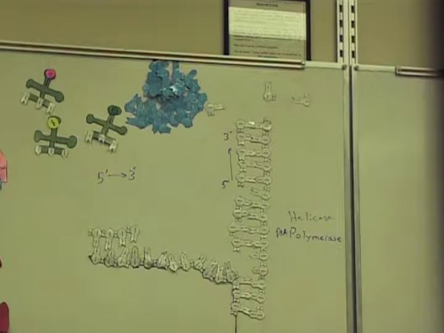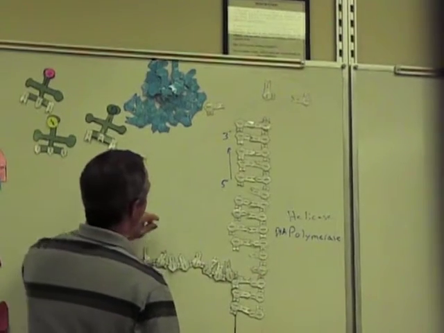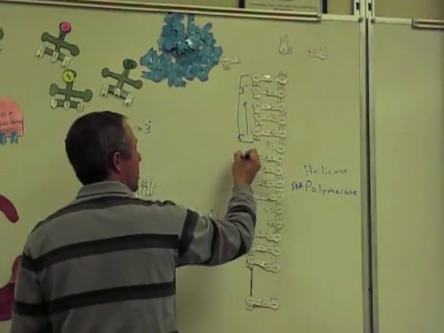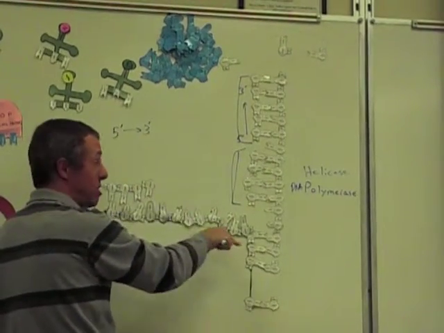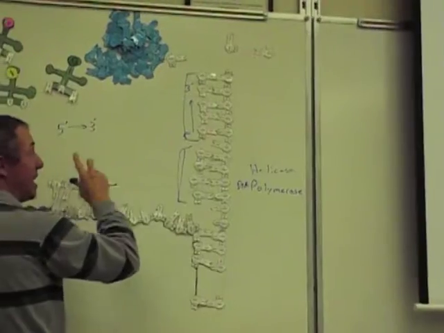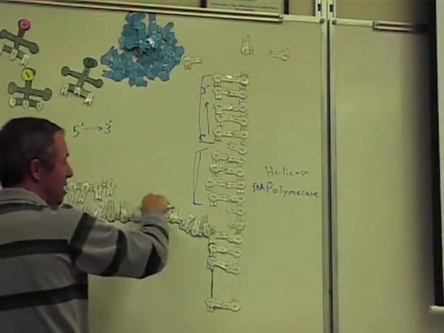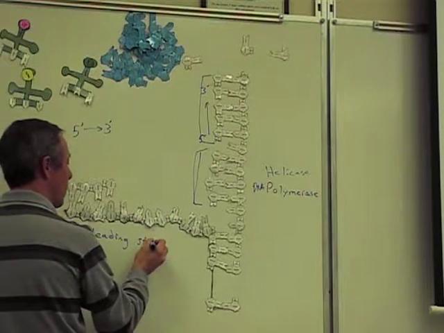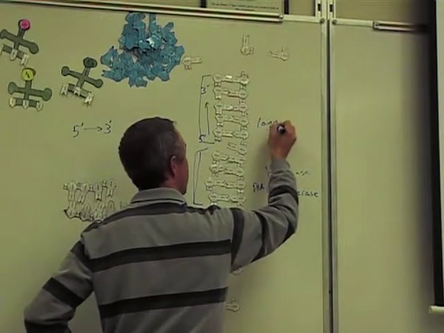What about the DNA ligase? Okay, let me get to that. So, here we have what is called an Okazaki fragment, and this is called an Okazaki fragment. So one side is done continuously, and the other side is done in fragments. The side that's done continuously is called the leading strand, and the side that's done in fragments is called the lagging strand.